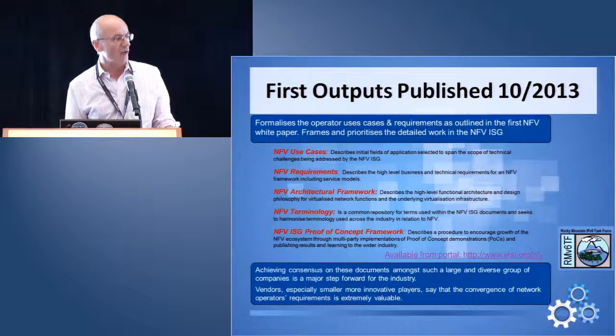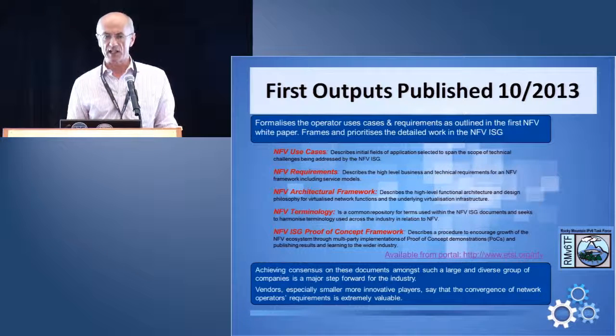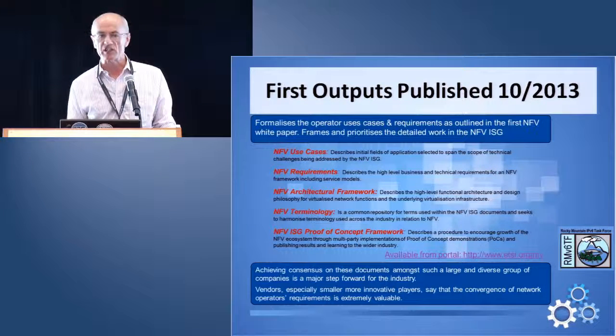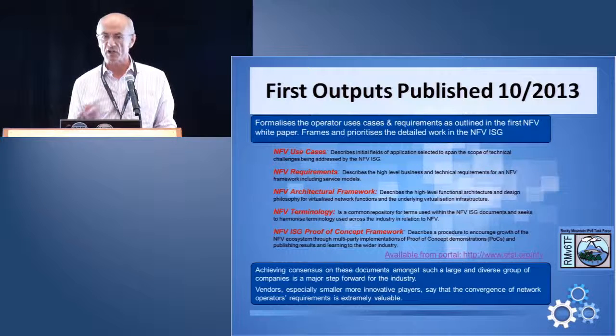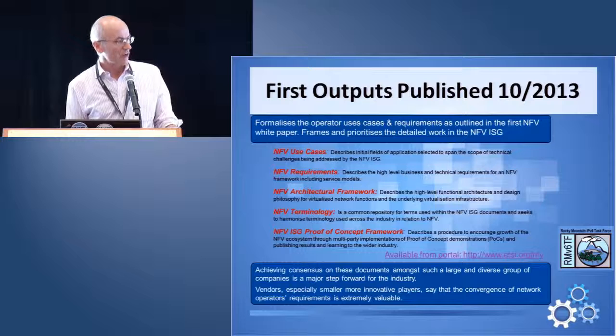We then set out to document the high-level business requirements for NFV. So not just technology, things like the ability to have service level guarantees, the targets to reduce energy consumption, the things that we recognize as being important business benefits are documented in that document. Probably the most influential document is the NFV architectural framework. This took a huge amount of effort to broker agreement.